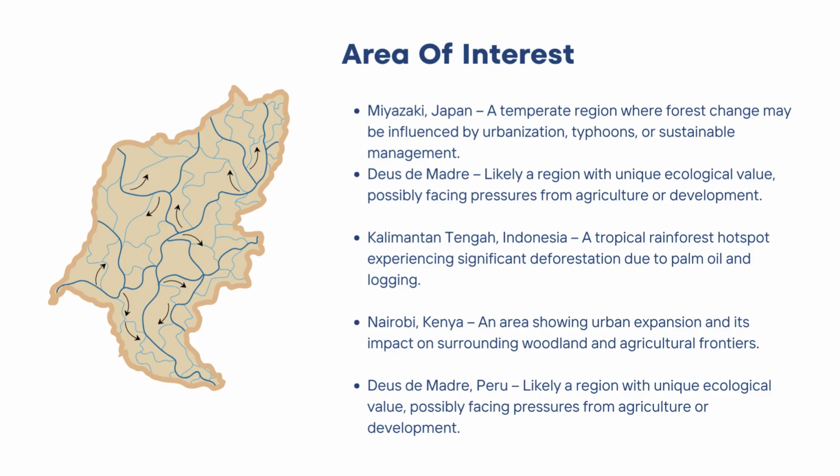Second place is Kalimantan Tengah, Indonesia, a tropical rainforest hotspot experiencing significant deforestation due to palm oil and logging. Third is Nairobi, Kenya, an area showing urban expansion and its impact on surrounding woodland and agricultural frontiers. And the last place that we choose is Madre de Dios, likely a region with unique ecological value, possibly facing pressures from agriculture and development.